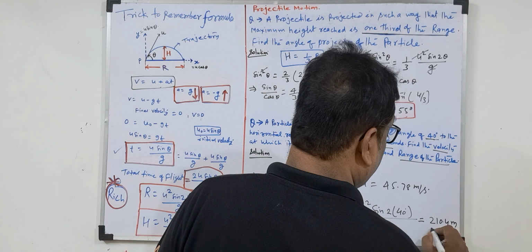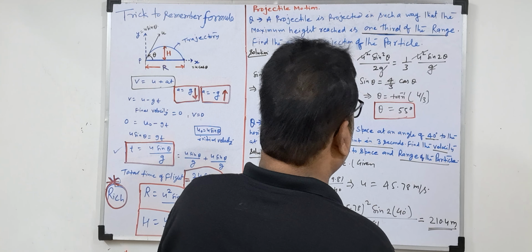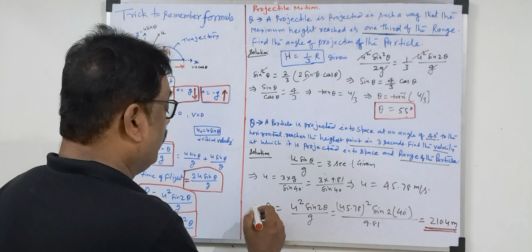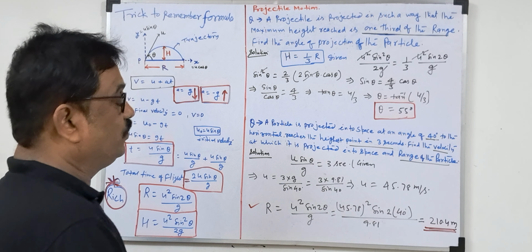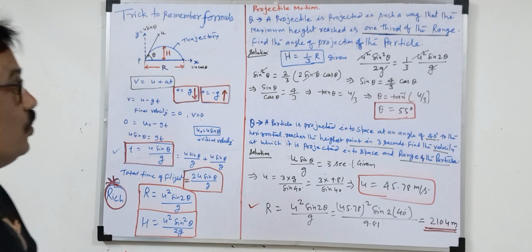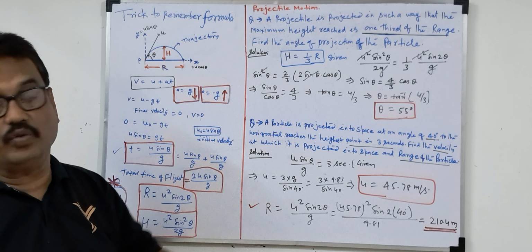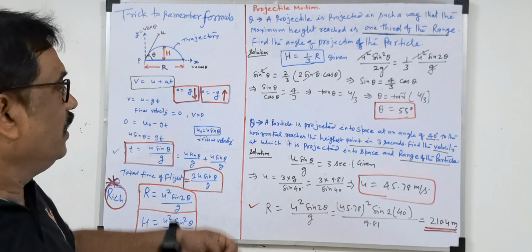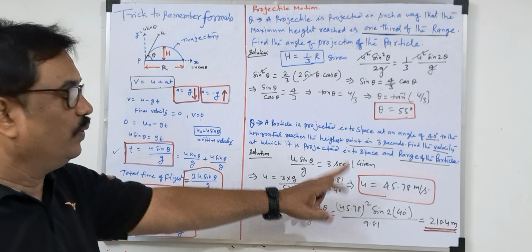210.4 meter. So now look here. If you know the formula, range we know and velocity we know. Range and velocity, you know these two questions. These two questions you cannot think of as 1 mark or 2 marks. These questions will be minimum 5 marks or 10 marks questions. If you remember this formula, then only you can solve.